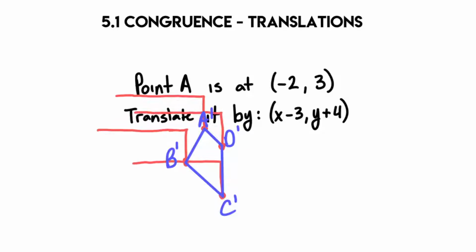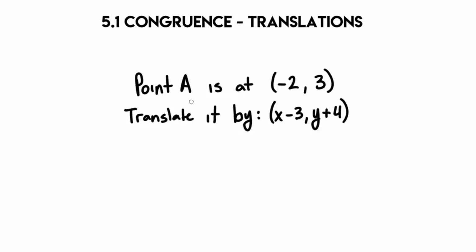Last example to take a look at here. Sometimes we aren't given the graph, and we're just given this. Point A is at (-2, 3). Translate it by blank. And just like beforehand, we can do this for each point. Our point is at (-2, 3), but we also have these special instructions. The x value is going to -3, so we need to do our x value -3. And our y value is +4.